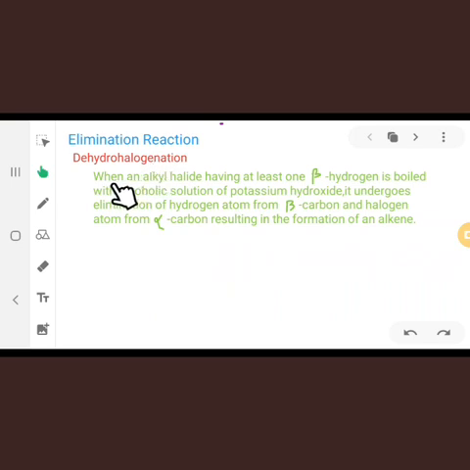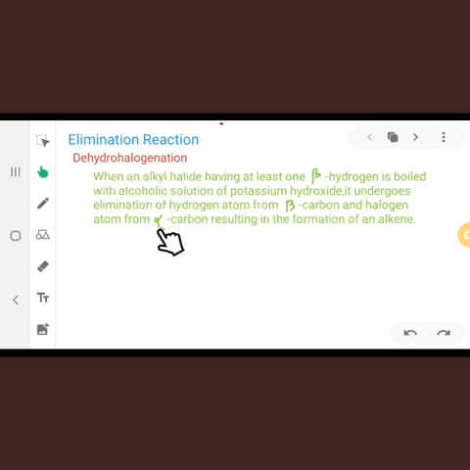Understand? So see, when an alkyl halide having at least one beta hydrogen is boiled with alcoholic solution of potassium hydroxide, KOH, it undergoes elimination of hydrogen atom from beta carbon and halogen atom from alpha carbon, resulting in the formation of alkene. So here elimination of hydrogen and halogen takes place, hydrogen from beta carbon and halogen from alpha carbon. The end product is alkene, carbon carbon double bond, and this reaction is called dehydrohalogenation.